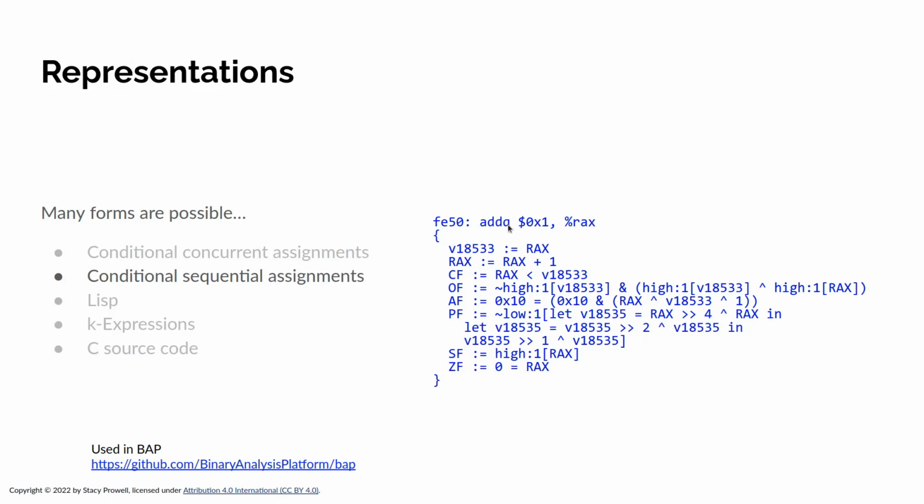And so here again, we see add Q1 and RAX. This uses a lot of temporary variables because it's going to do the sequential work, and it's going to need to refer to the original value of RAX sometimes, and sometimes it's going to need to refer to the new value of RAX. So we're going to save the old value of RAX. We're going to add one to it. We're going to set the carry flag if this ends up being less than this.